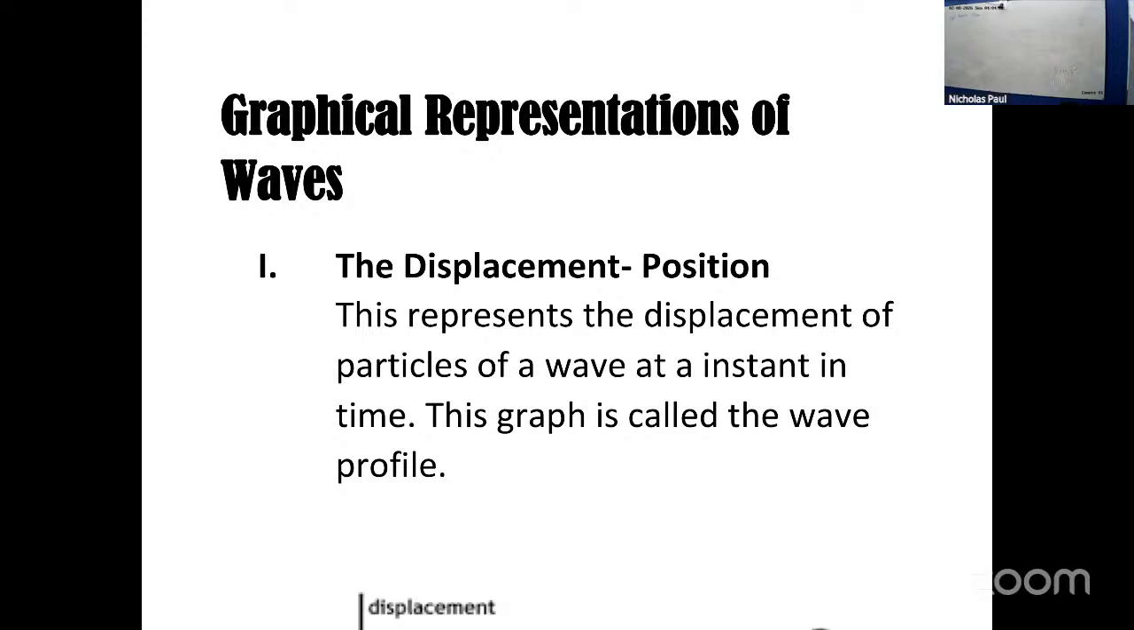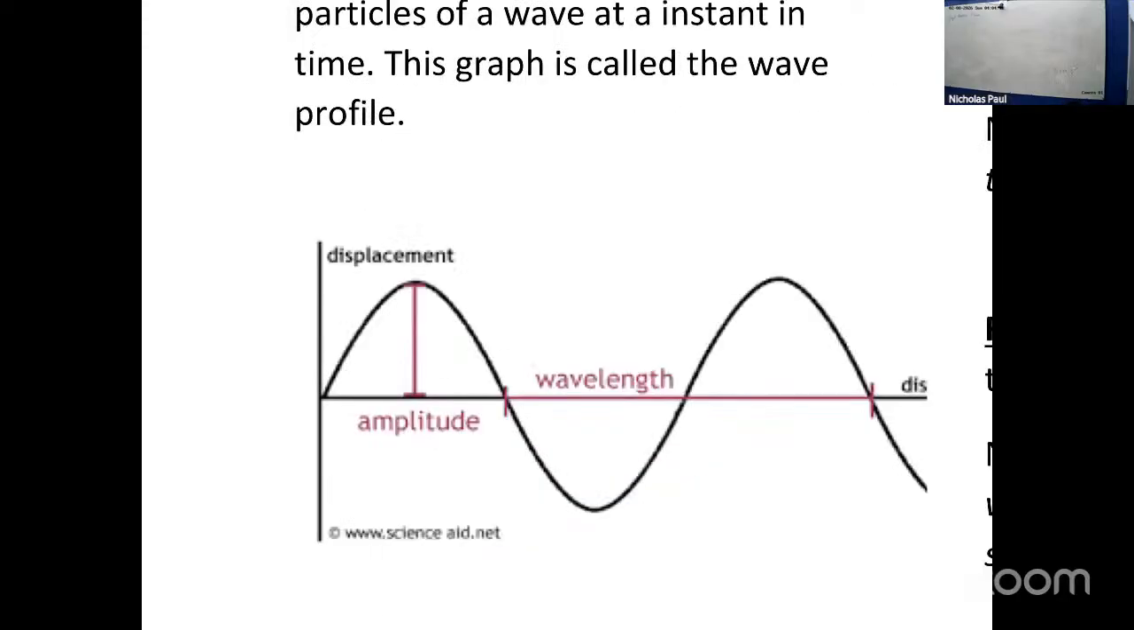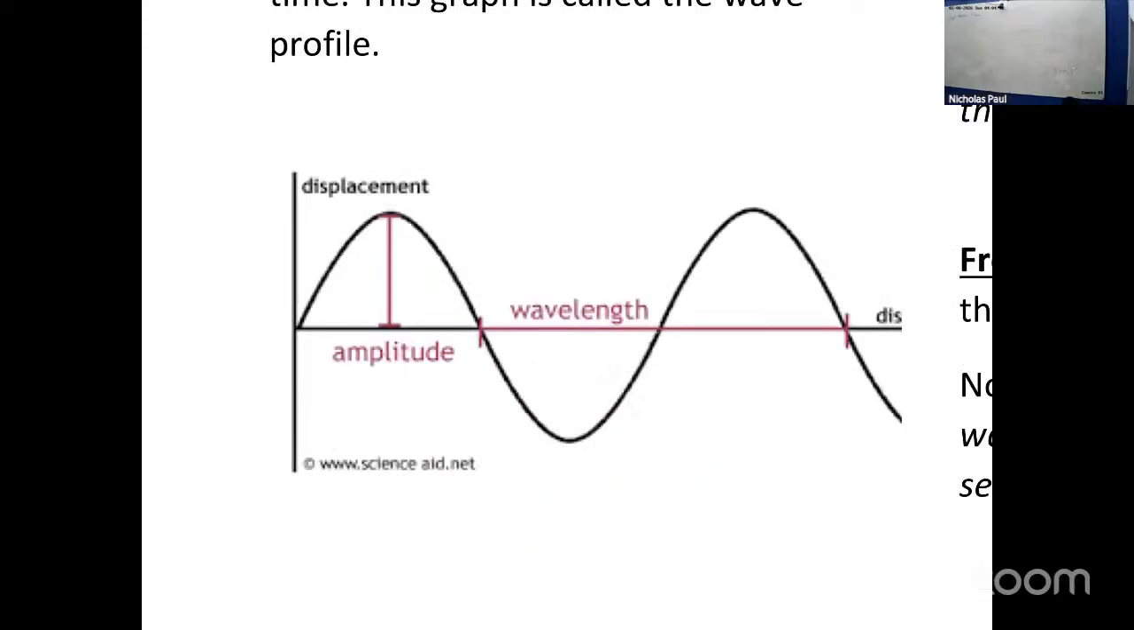Graphical representation of waves. We have a displacement-position graph. Can you read off period from a graph like this? No. But what you can read off is wavelength, since it's a position graph. You notice there's no period on this graph, but from here to here is wavelength, or from here to here is wavelength.